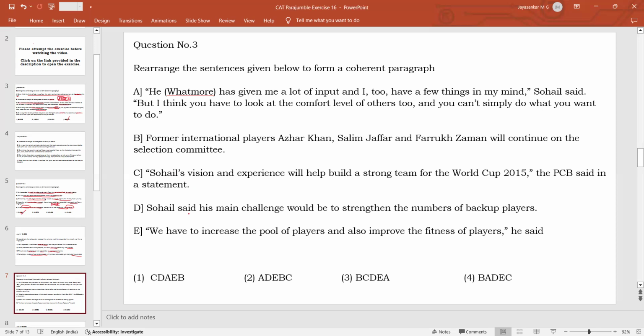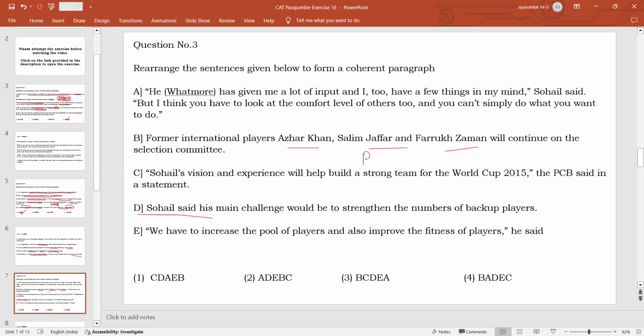But D is talking about Sohail's opinion, so this should not be the first sentence. The first sentence should be one fact that is given by the newspaper, or a news report. So the news is that these international players, Azhar Khan, Salim Jafar, and Farooq Zaman will continue on the selection committee. So this is the first statement.